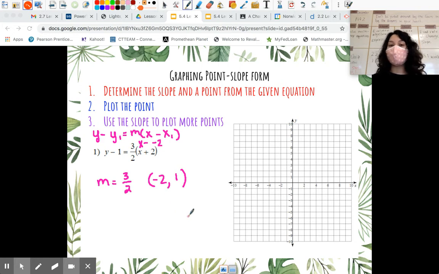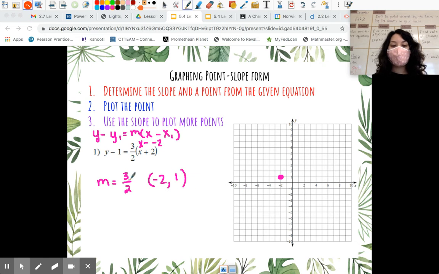Once you've got this information, you've got enough to do your graph. Start by plotting the point. We never use the slope to start our graph. It's not a point. The slope is a set of directions on how to move to get to the other points. I start at my origin. Negative 2, 1 is right here. I go left 2 and up 1. And I'm going to plot 2 more points.